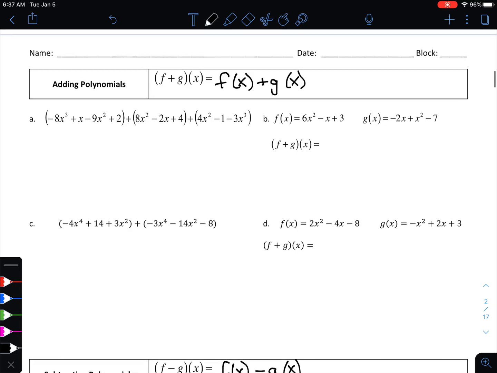And so really what adding and subtracting comes down to is just combining like terms. Now, when we write our final answer, we do want it to be in standard form. So to practice that, here's what makes it kind of easy. Let's take a look at example A.